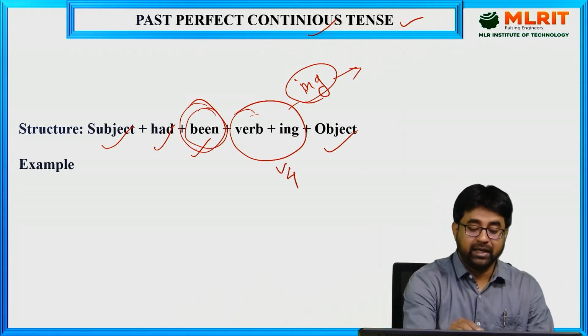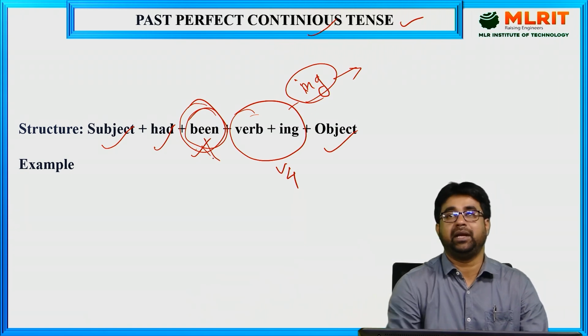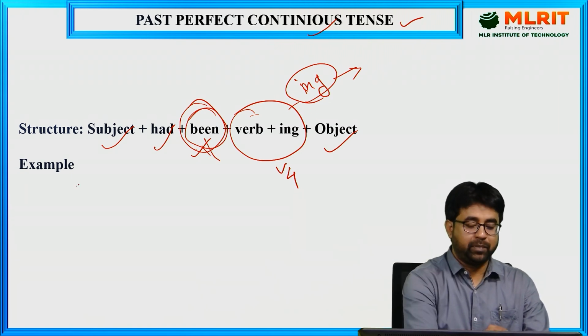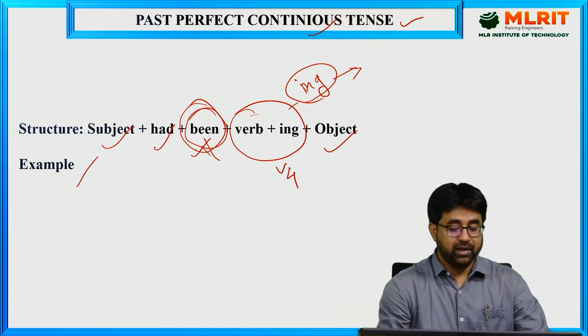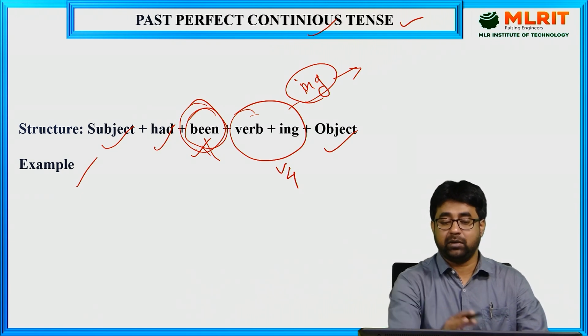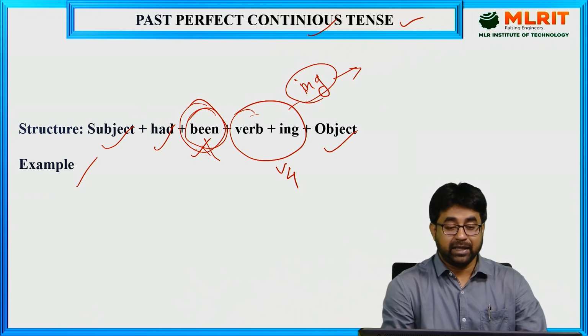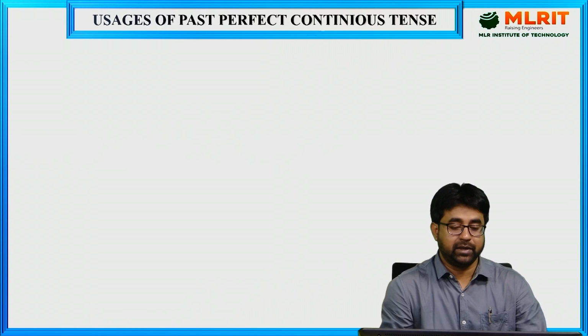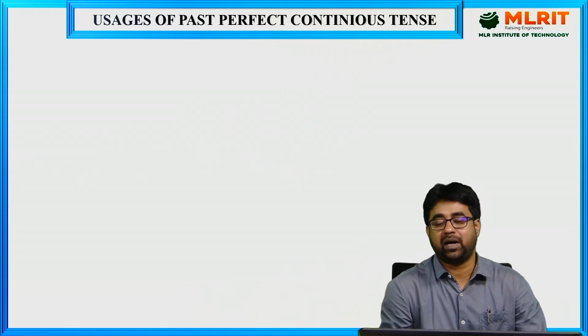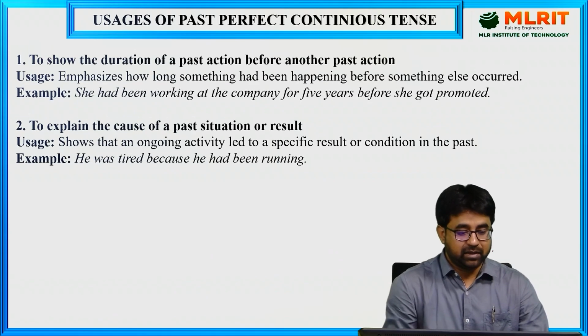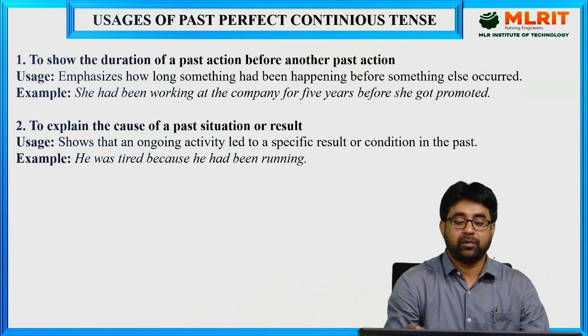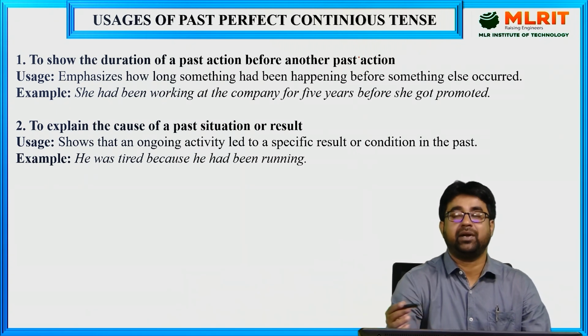Here you're introducing this new word been. Please remember that. An example I have not given here. I'll show it when I will be discussing the different usages of past perfect continuous tense. So let's see the usages of past perfect continuous. The first one: to show the duration of a past action before another past action.